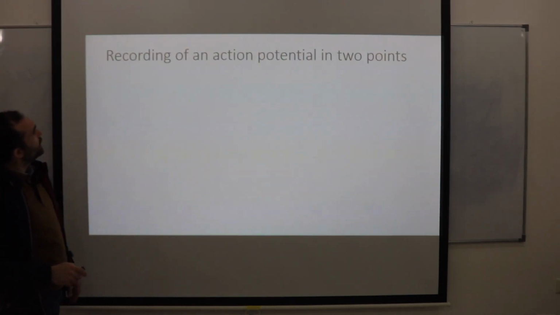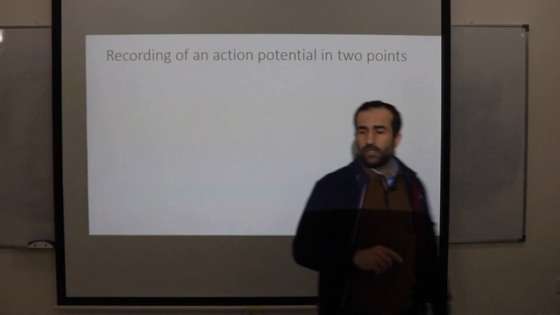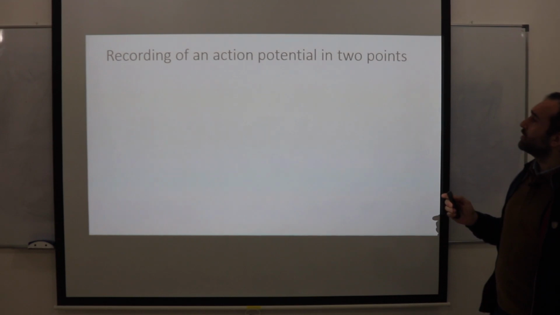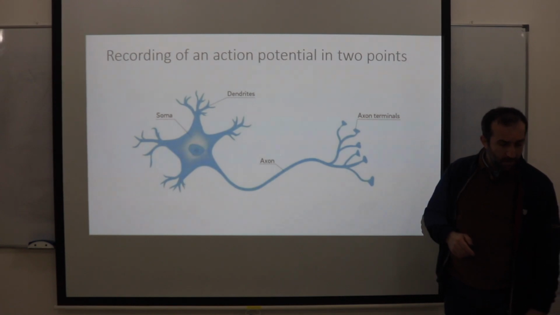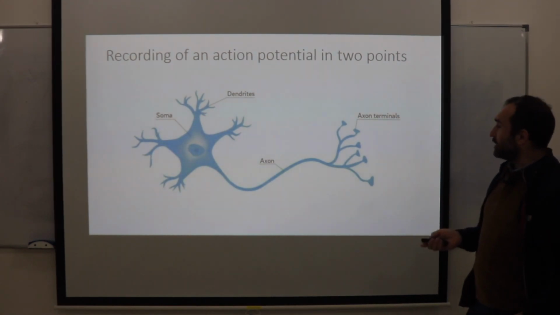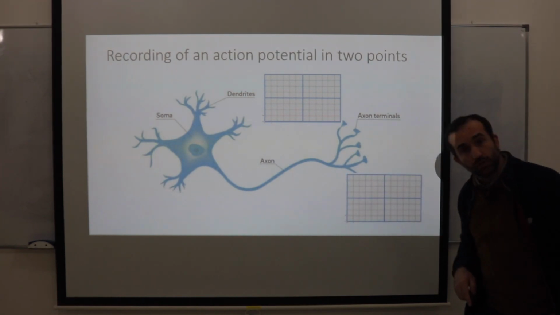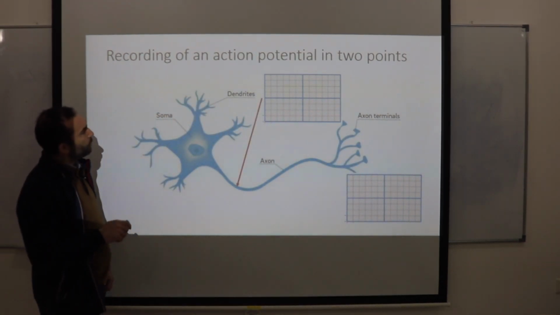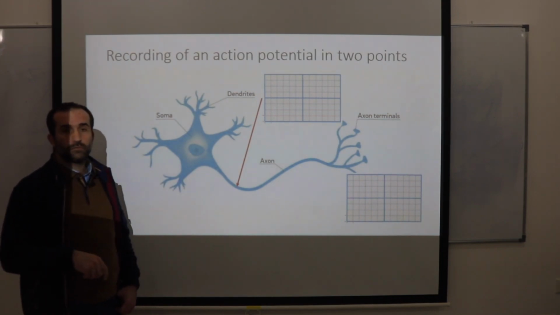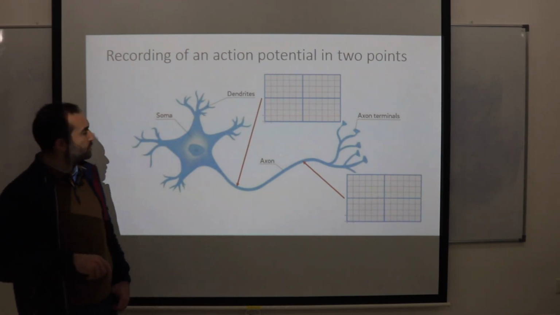Now we go to the next. Recording of an action potential in 2 points. This concept is not explained before. This is the same axon that we used before, and we can connect 2 oscilloscopes on it, not only one. This is the first, this is the second. This is the point where we connect the first oscilloscope at the beginning of it, and this is the point where we connect the second oscilloscope.